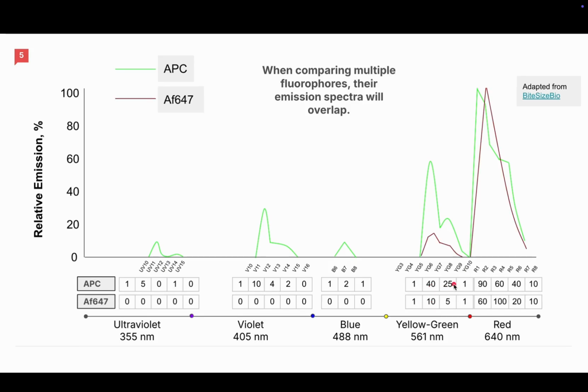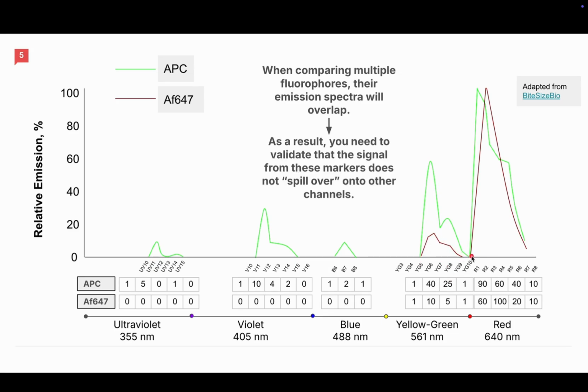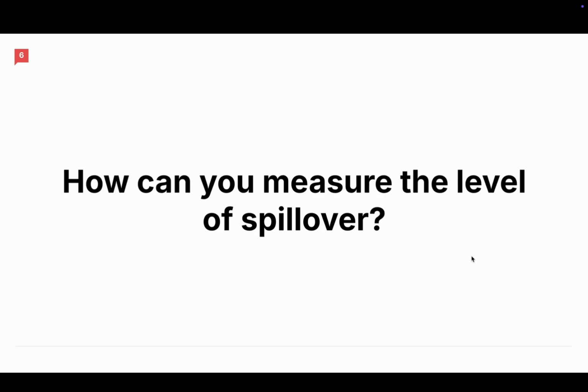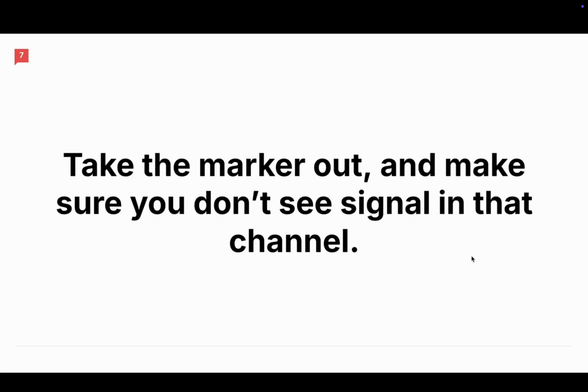So the issue happens when you're comparing multiple fluorophores, the emission spectrum will overlap. So we just added in Alexa Fluor 647, and you can see that emission spectra is also in this yellow, green, and red area. And as a result, what you need to do is validate that the signal from these markers doesn't what's known as spill over onto other channels. So how can you measure the level of spillover? The short version is just take that marker out and make sure you don't see signal in that channel.